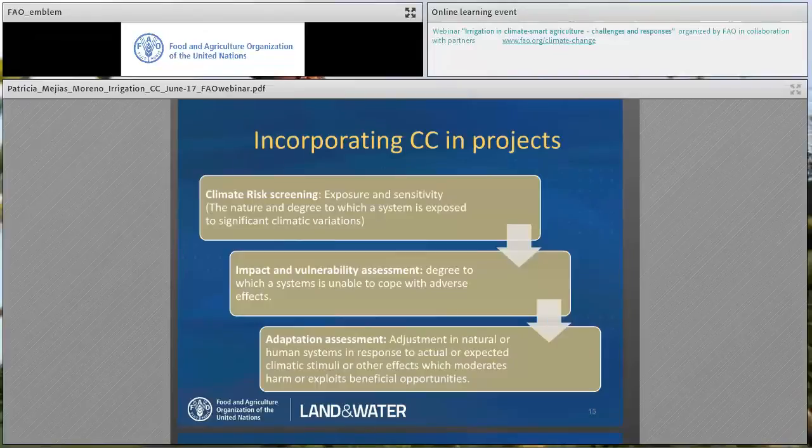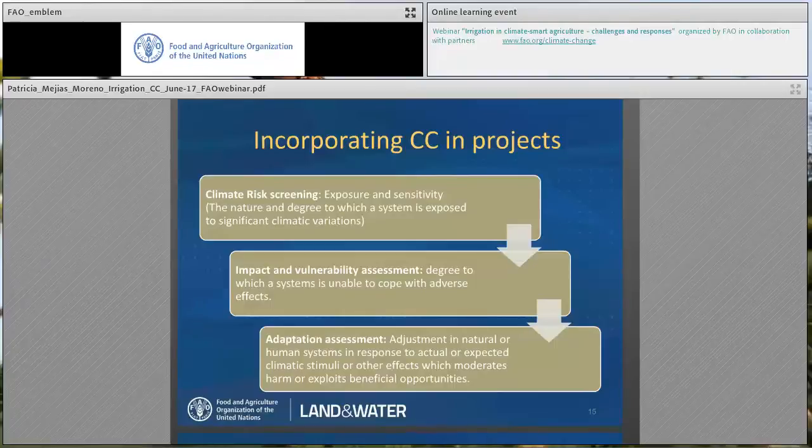So this graph shows, in a very simplistic way, how we should incorporate climate change in projects. Climate smart planning is a new demand in water resources projects. Traditionally, climate change has not been incorporated when planning water investment.